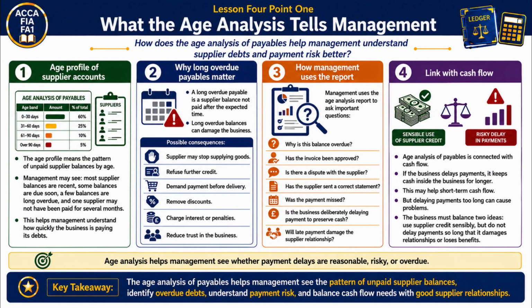What the age analysis tells management. The age analysis of payables tells management about the age profile of supplier accounts. The age profile means the pattern of unpaid supplier balances by age. For example, management may see, most supplier balances are recent. Some balances are due soon. A few balances are long overdue. One supplier has not been paid for several months.